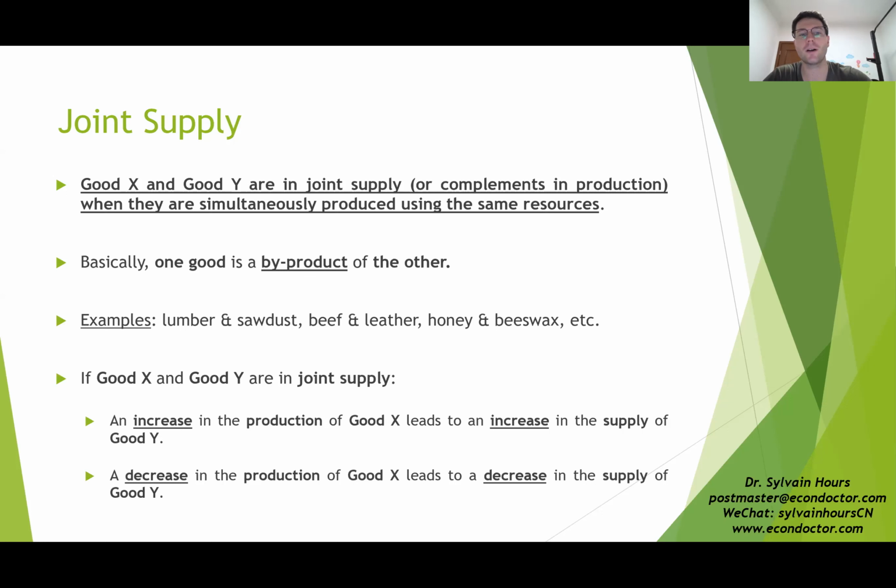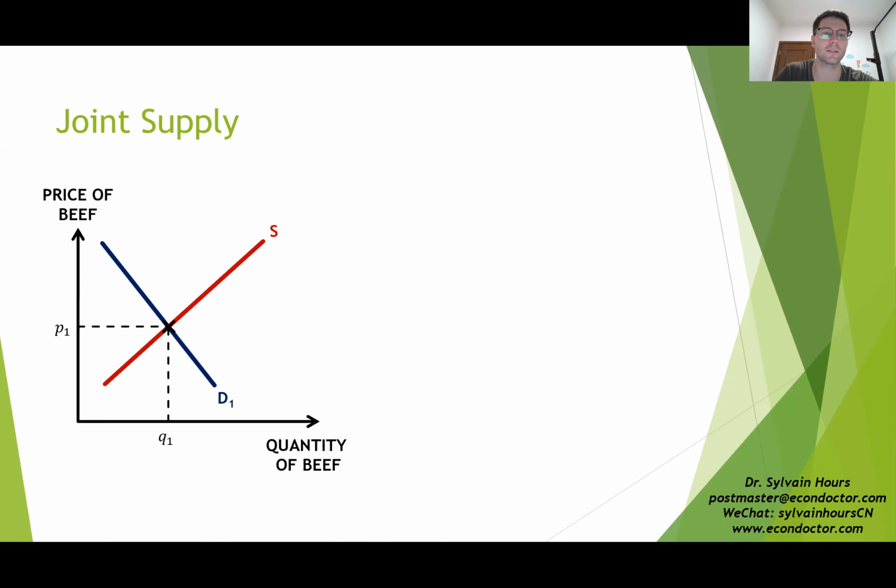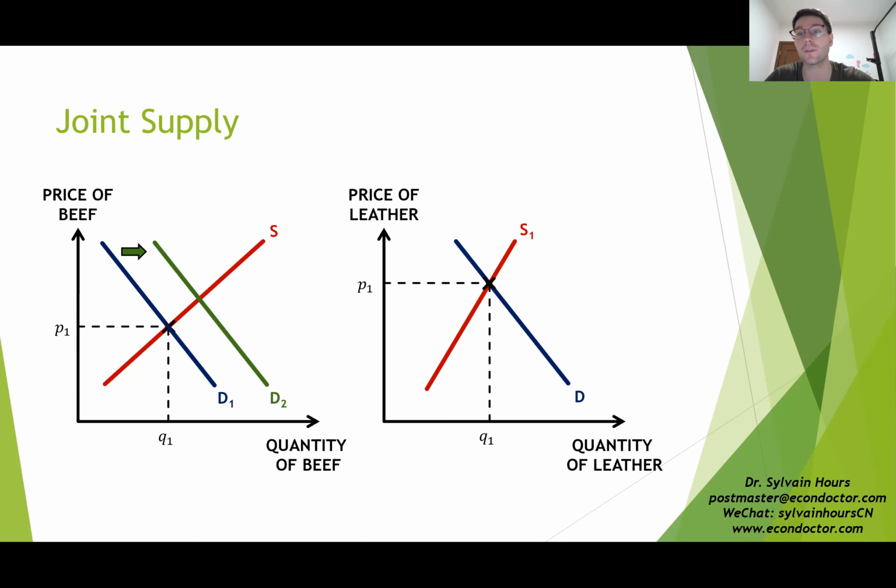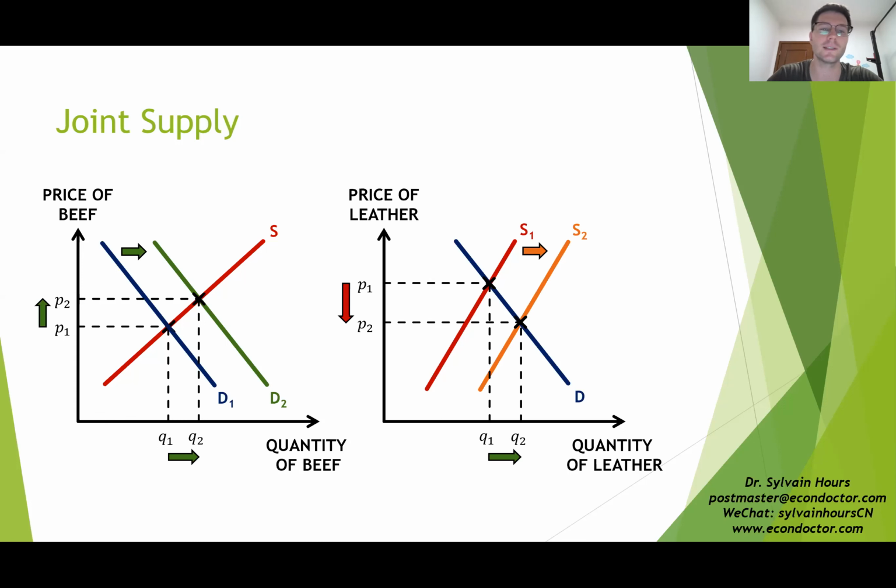Of course, if you produce more of one, then you will produce more of the other. So if you produce more of good X, then the supply of Y will increase. If you produce less of X, then the supply of Y will decrease. So how does it work? Here I use the easiest example. Let's say we have beef and leather. If the demand for beef increases, then it becomes more valuable. The price rises. So firms are encouraged to produce more beef, and therefore at the same time as they produce more beef, they also produce more leather, and therefore the supply of leather will increase.